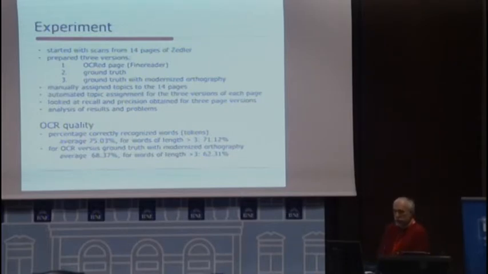One word to the OCR quality of these texts. In our settings, the percentage of correctly recognized words, I mean here tokens, not types, is around 75% on average for the pages. It's a little bit worse for words of length longer than 3, which are more important for the purposes of information retrieval, etc. Here, the OCR accuracy on the level of words is only 71%.